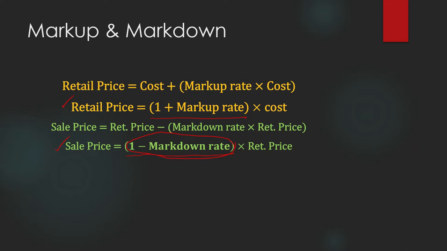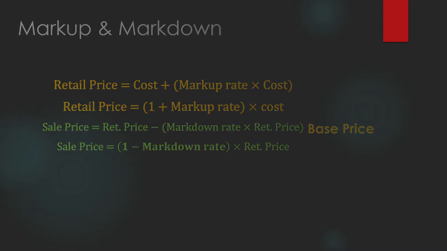And so when we have a series of markups and markdowns, the price of the product that will appear in the sequence is what we call the base price. And you will know how to get the final sale price, and what I mean by the base price, when we go to the next example.